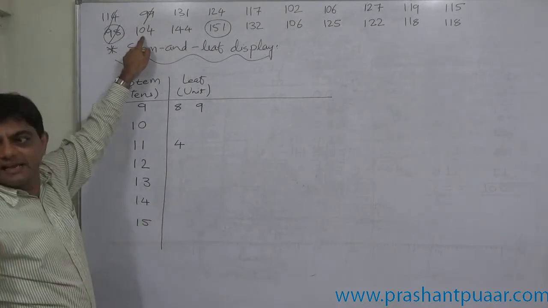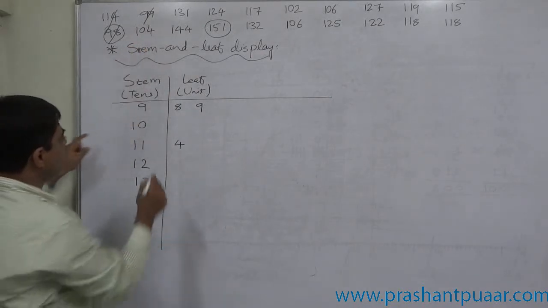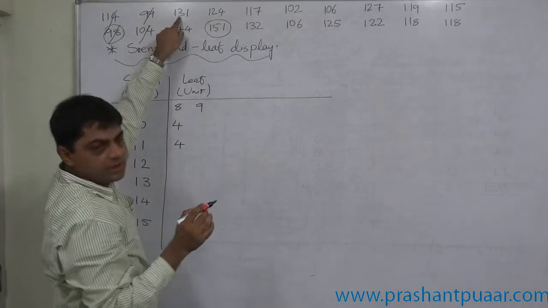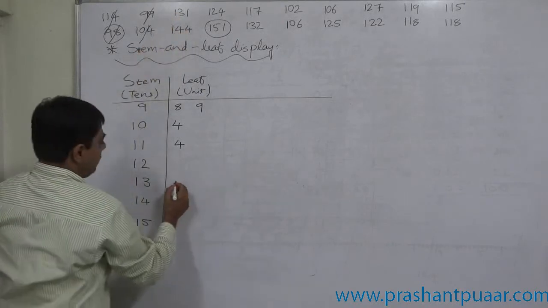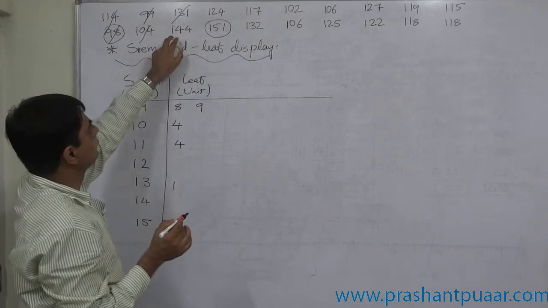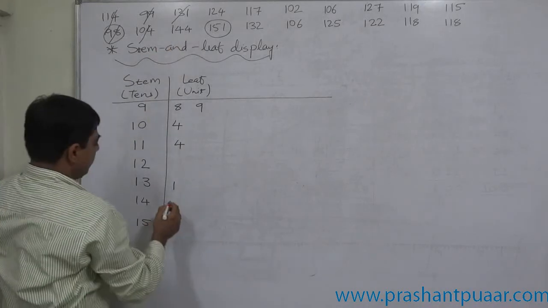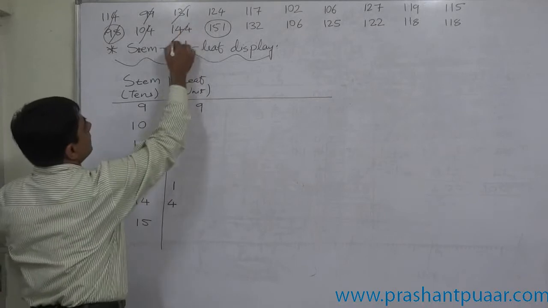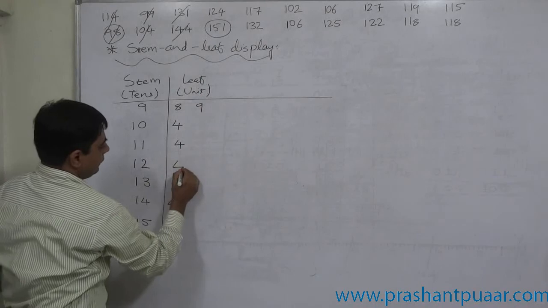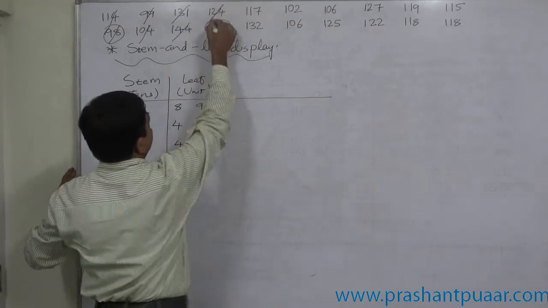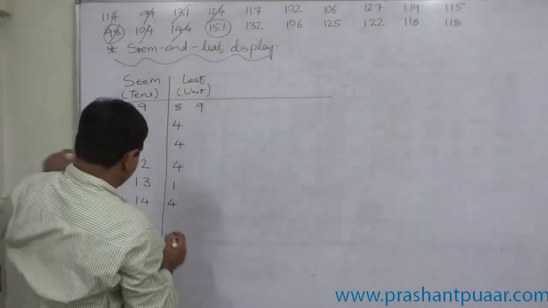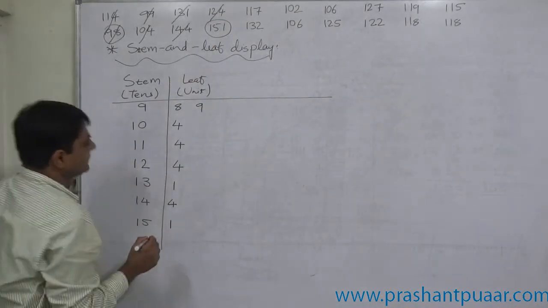104, 10 tens and 4, so 4 against 10. 131, 13 tens and 1, so 1 against 13. 144, that means 14 tens and 4, so 4 against 14. 124, 12 tens and 4, so 4 against 12. 151, 15 tens and 1, so 1 against 15.